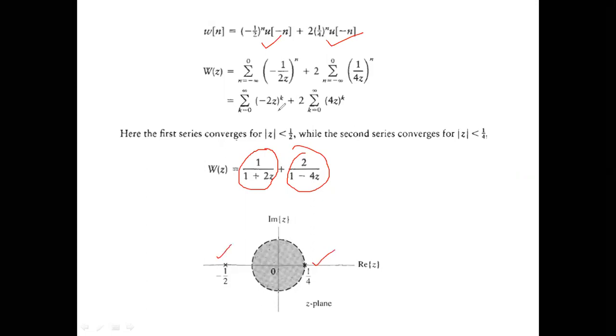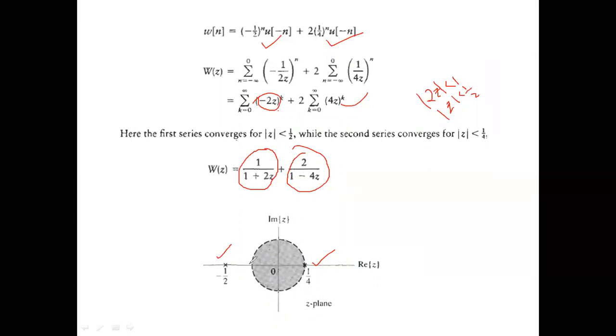Okay, ROC. Since both the signals were left sided, here you can see the ROC of this one is magnitude 2z less than 1, or magnitude z less than 1 by 2 in the first case, whereas in the second case it will be magnitude z less than 1 by 4.